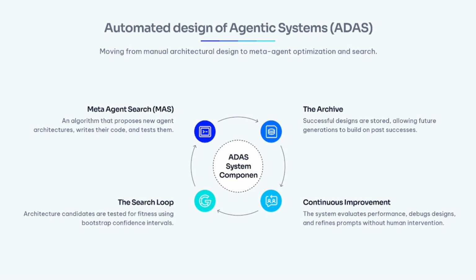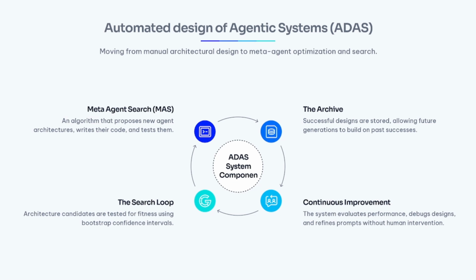And then we have automated design of agentic system, ADAS. So this is the engine that is used for generating agentic system design patterns. So you move from manual architectural design to meta agent optimization. So the agent generates patterns and updates the pattern whenever the system needs an upgrade. So you don't design agent patterns manually. No, the meta agent system generates the pattern and optimizes the pattern continuously. But it has advantages and disadvantages too.